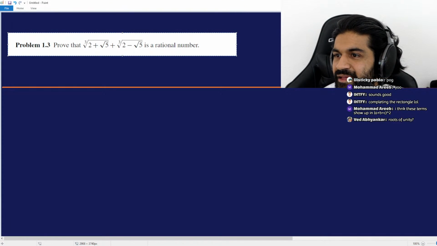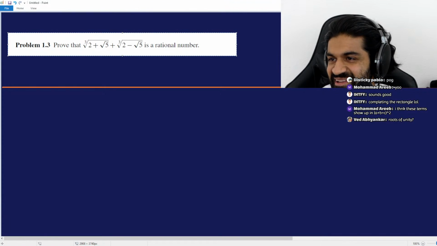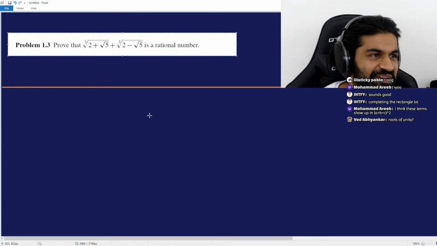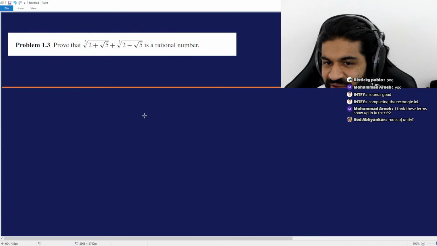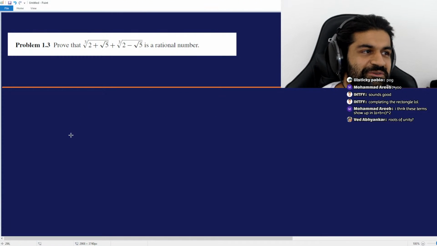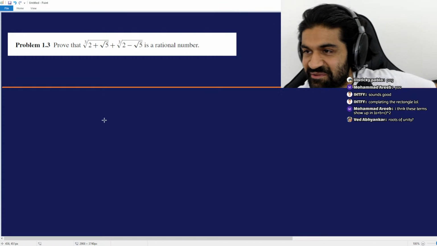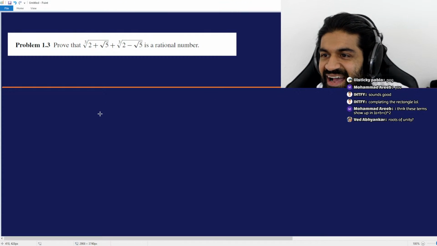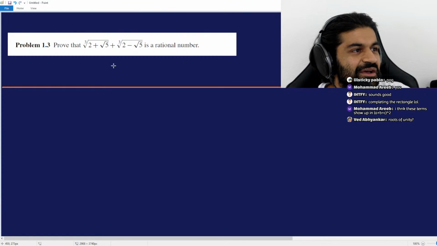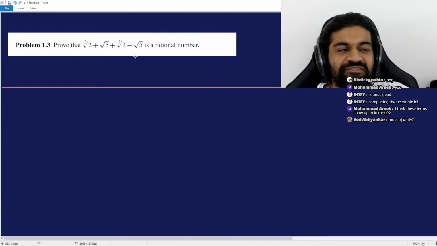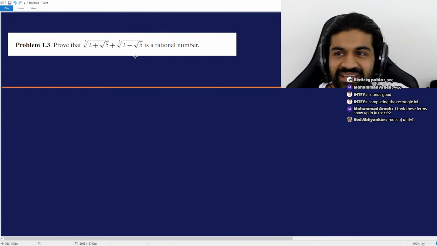Though I have done one like it before, so I do have a very strong sense of what's going to happen. Okay, so here's a rather shocking problem, one that I personally would find very surprising. Prove that the cube root of 2 plus root 5 plus the cube root of 2 minus root 5 is a rational number.